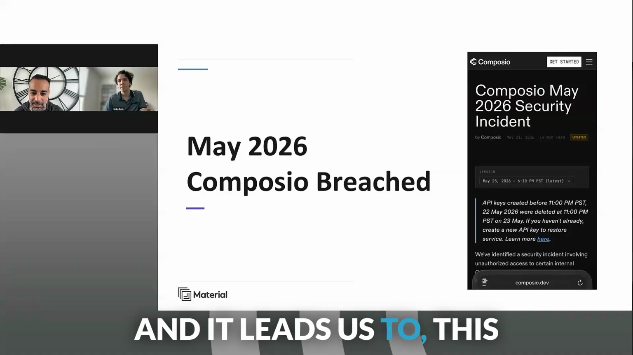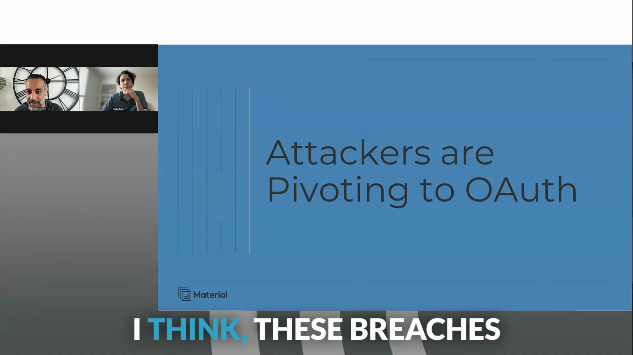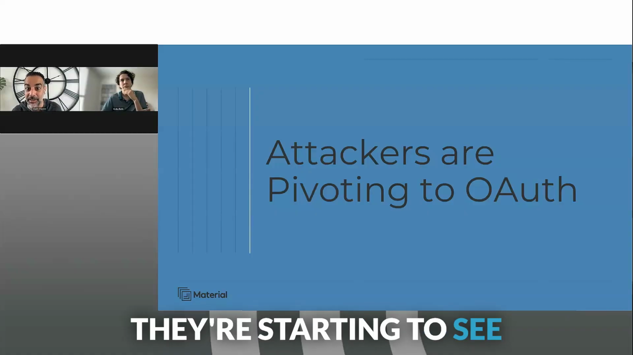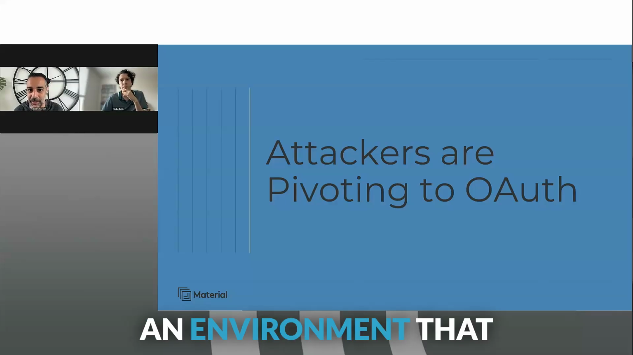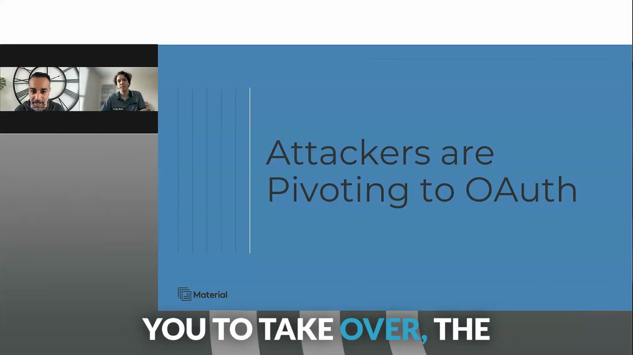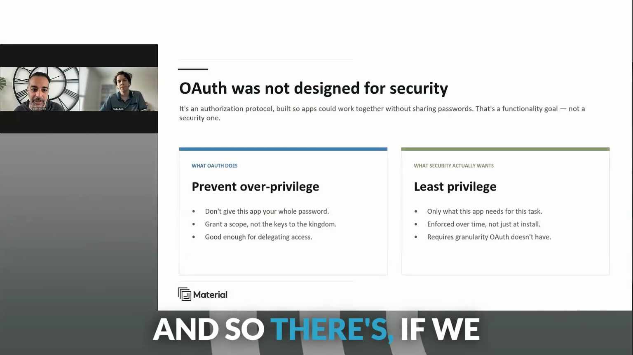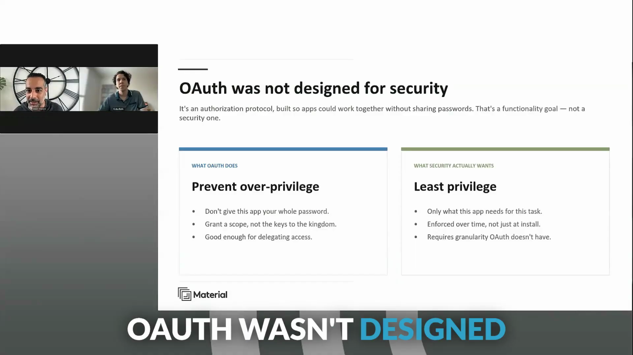And it leads us to this next point, which is attackers are pivoting to OAuth, right? I think these breaches that we just talked about illustrate that very well. They're starting to see that this is a way into an account, into an environment that is very powerful, but doesn't really require you to take over the full identity of an account, right? And so if we start thinking about OAuth, we start talking about how OAuth wasn't designed for security, right?